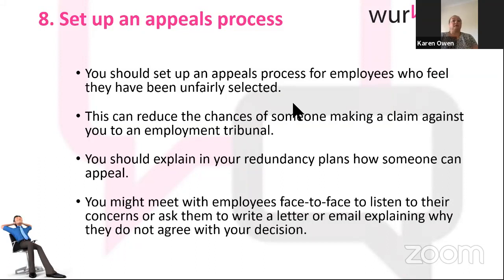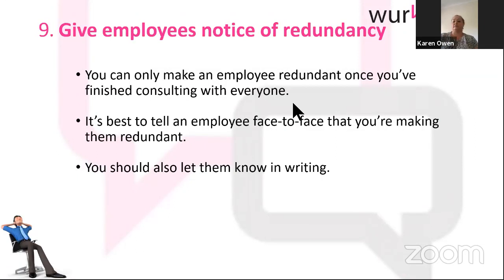You might meet with employees face to face or by Skype, or by Zoom, like we mentioned earlier, and you should listen to their concerns or ask them to write a letter or email explaining why they do not agree with your decision. That's really imperative, and they have to have an appeals process. So you have to set out that appeals process to them whilst making them redundant. I'll go on to that later in the other steps, but the appeals process must be given to the employees once they've had the outcome of the redundancy, if they've been made redundant. That moves on to step 9.